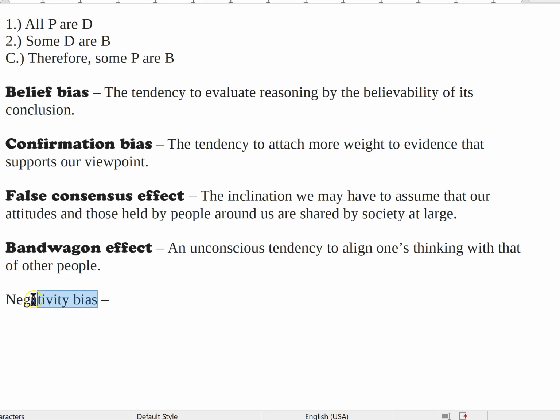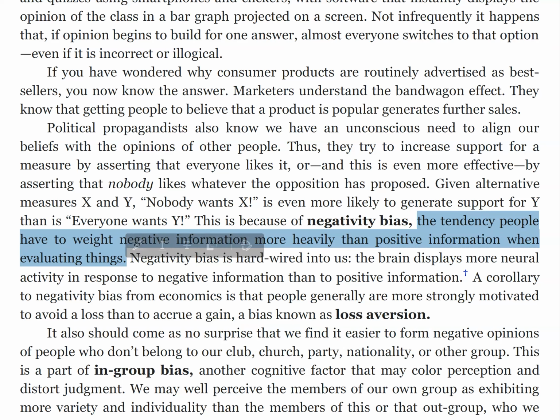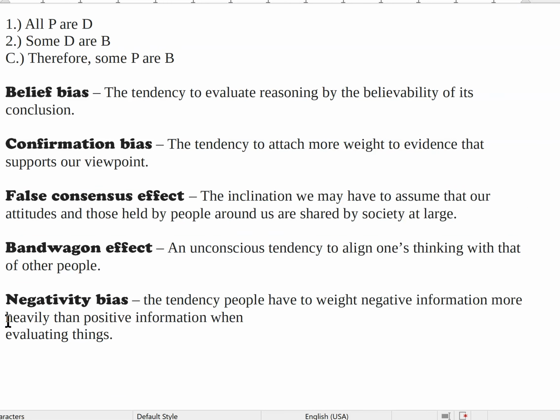Okay, so this one's pretty easy to remember, right? Its name is right in here. It's the tendency people have to weigh negative information more heavily than positive information when evaluating things. This is a more interesting one because this is not necessarily something bad. A lot of people have speculated that negativity bias is an evolved cognitive bias because it helps us evolutionarily. So again, the tendency people have to weigh negative information more heavily than positive information.